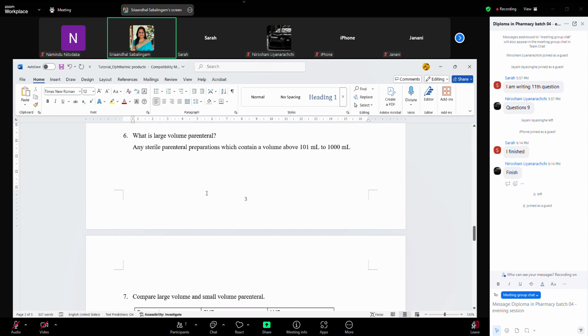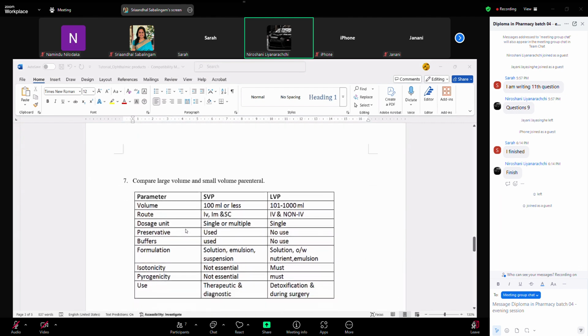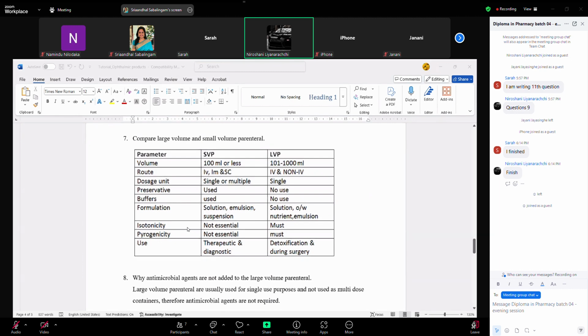Okay, compare large volume and small volume parenterals. Can one of you read your answer? Large volume parenteral is more than 100 milliliters, and small volume parenteral is 100 milliliters or less. Large volume parenterals are used for hydration, electrolytes, nutrition or drug infusion, but small volume parenterals are used for injectable drugs, vaccinations or additives to large volume parenterals.